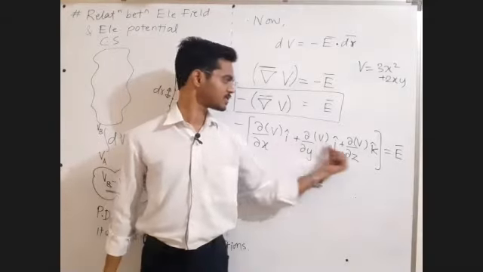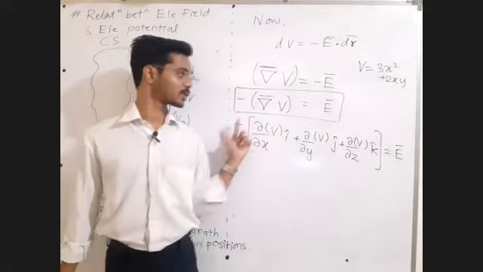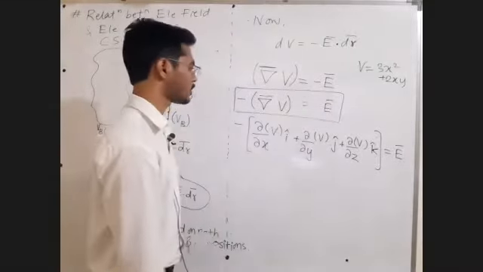Multiplying by i, j, k, we get a vector. Multiplied by the negative sign, we get another vector. That is going to be the electric field at the given point. Reply to me in the chat box, clear and written.